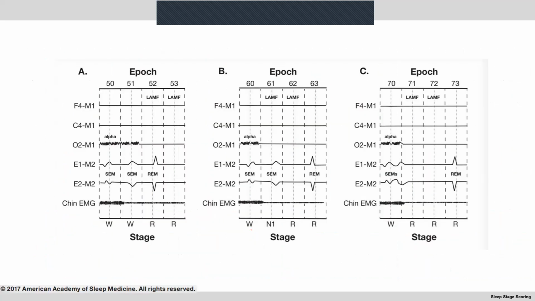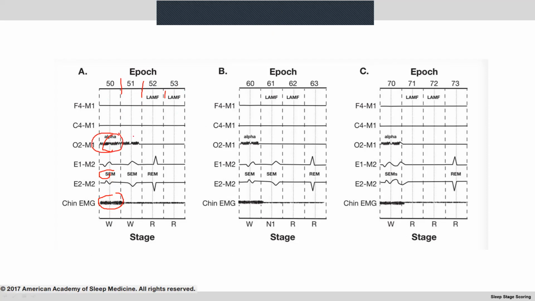So again we will have one more exercise on how we have to mark stages. Already explained, this is 30 second, 30 second, 30 second, 30 second epochs. Alpha is there, slow eye movement is there, but EMG is high. So this is wake. Slow eye movement is also present in N1 as well as in wake state. But how to distinguish? Because of EMG. EMG is lower in case of N1, EMG is higher in case of wake. So this is wake. Alpha is also there.